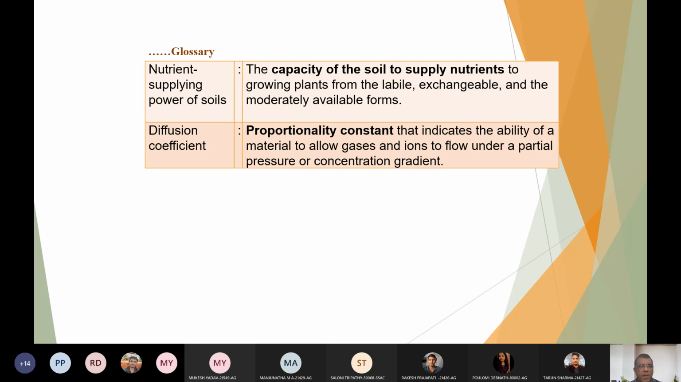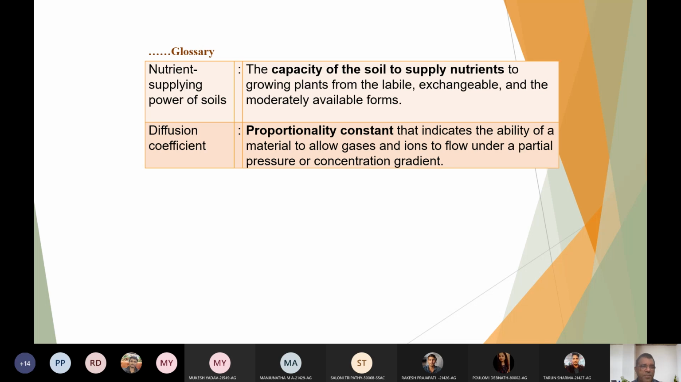Now, the nutrient supplying power of soils, it is very simple. It is the capacity of the soil to supply nutrients to growing plants from the labile, exchangeable, and moderately available forms. So you know where these nutrients come from in the soil.